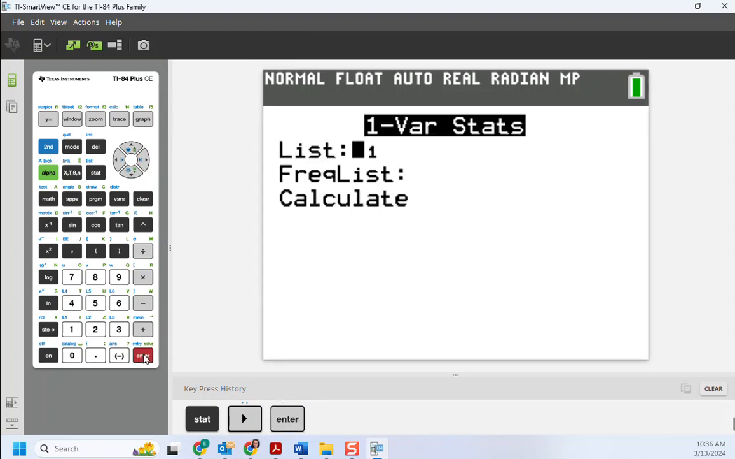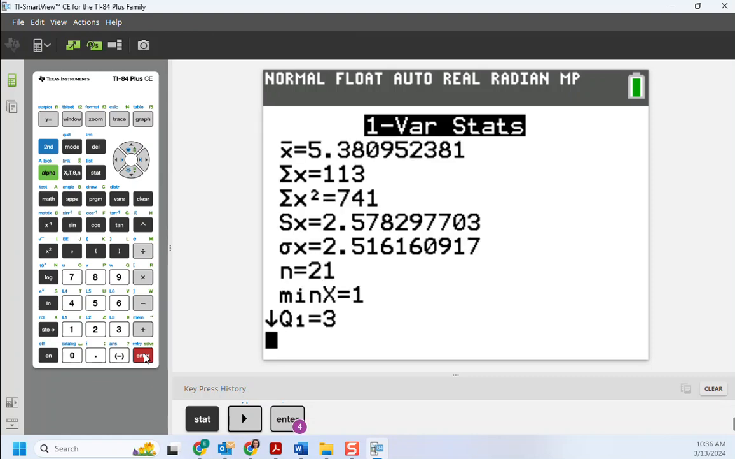Now this is just asking you to confirm some information. We don't have a frequency list, so we have nothing to add there. So we're going to press enter, and then finally enter. And it's calculating a bunch of things for us here. What does that first thing mean, that X with a line on top of it? It's the mean. It's the mean of the sample, which is just the numbers that you entered, okay?